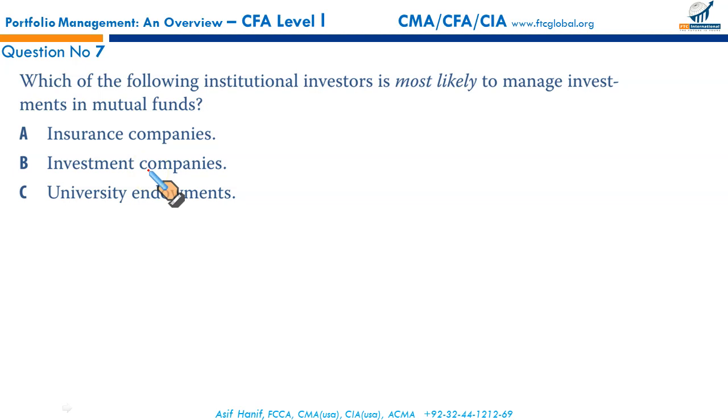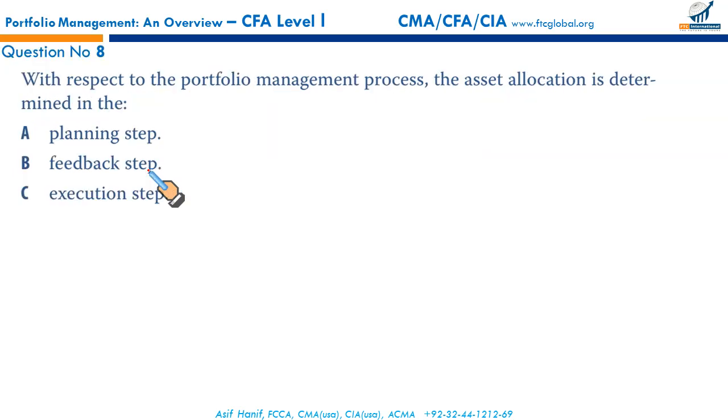They may issue shares or they may redeem shares of mutual funds. So that makes B the correct option.